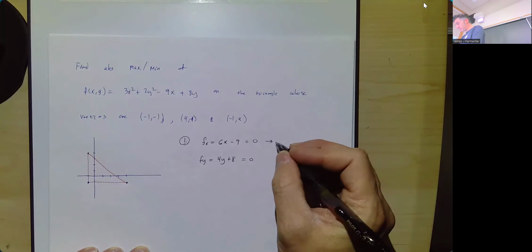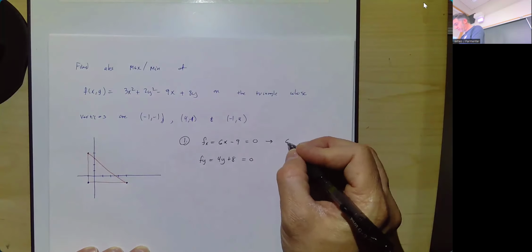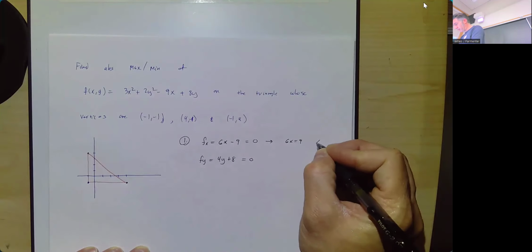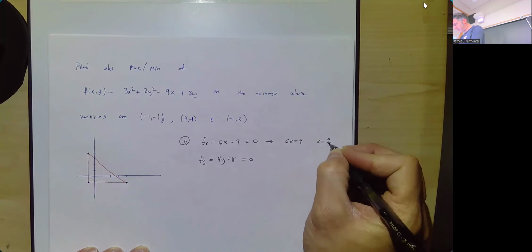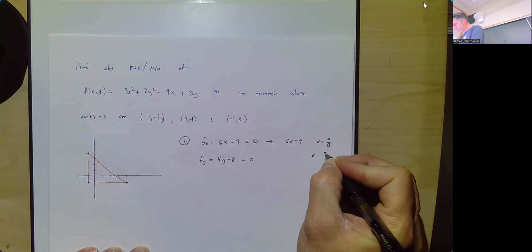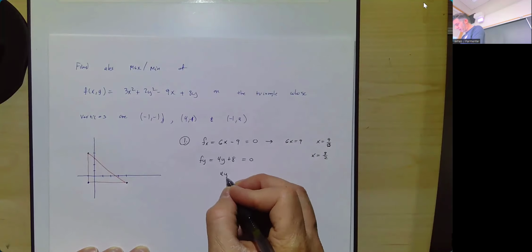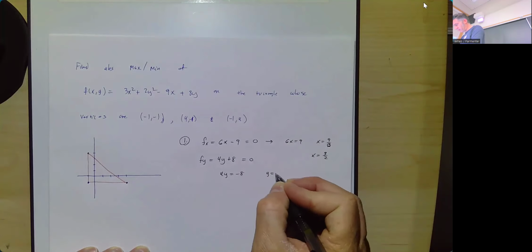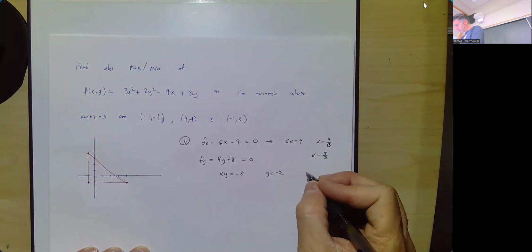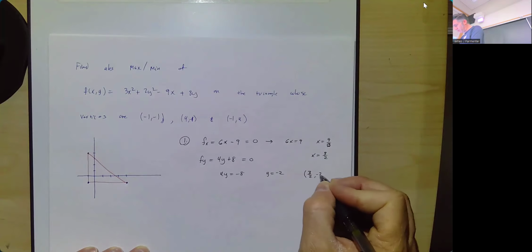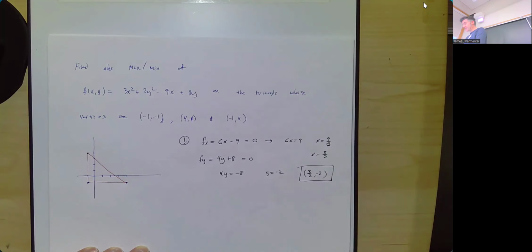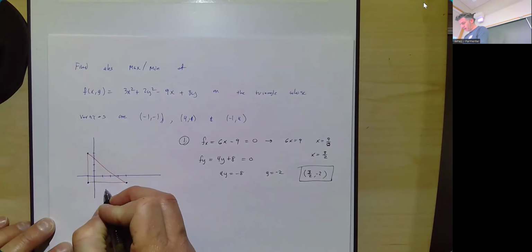We end up getting 6x equal to 9, or x equal to 9/6, which is 3/2. And we get 4y plus 8 equals 0, so 4y equals -8, so y equals -2. So our point is (3/2, -2), and it's not in our domain. Right? The point (3/2, -2) is like right there.